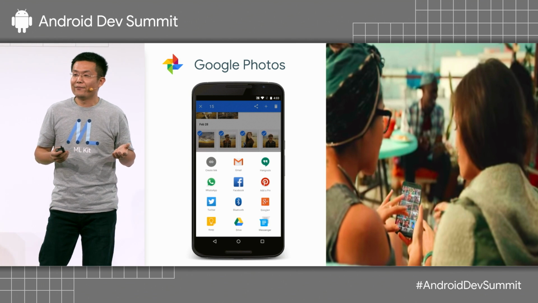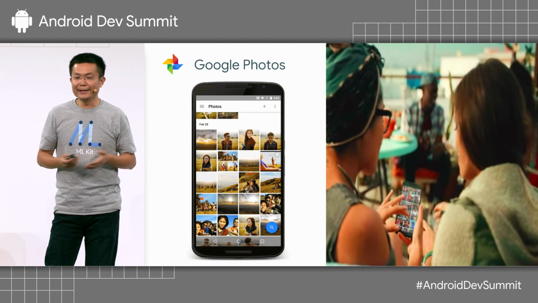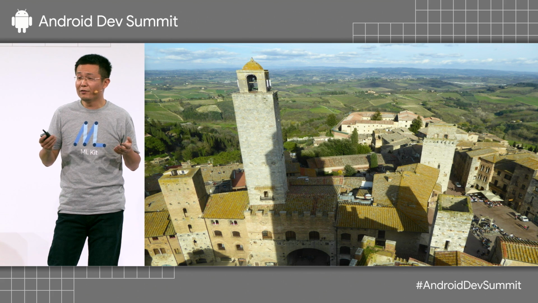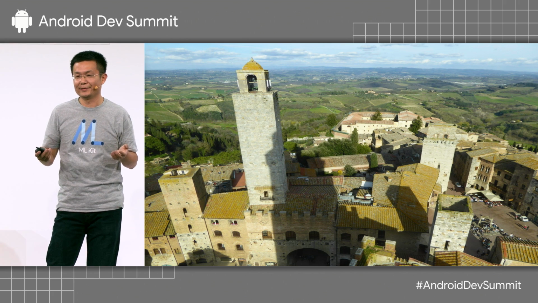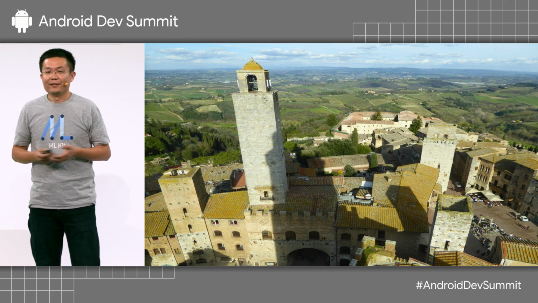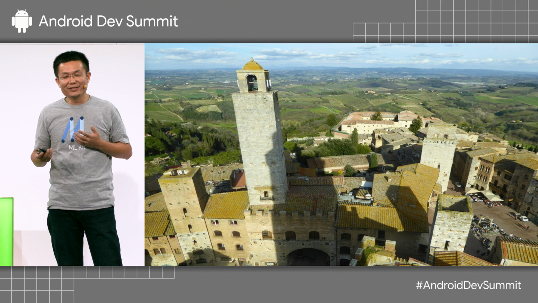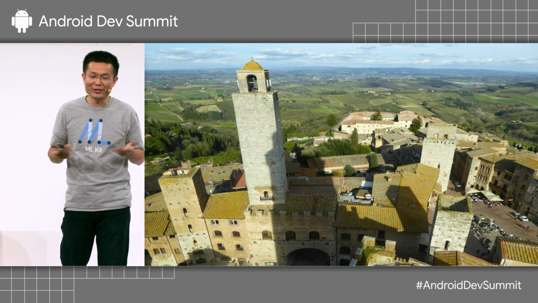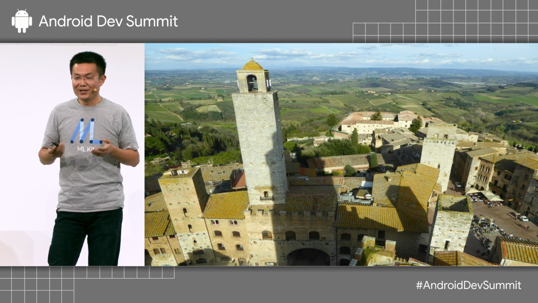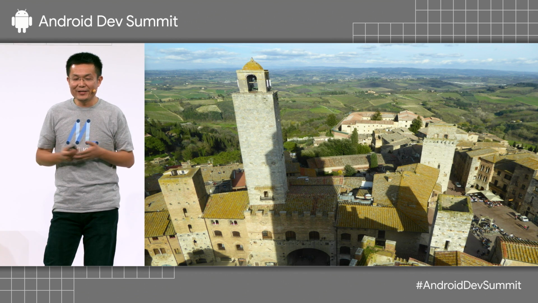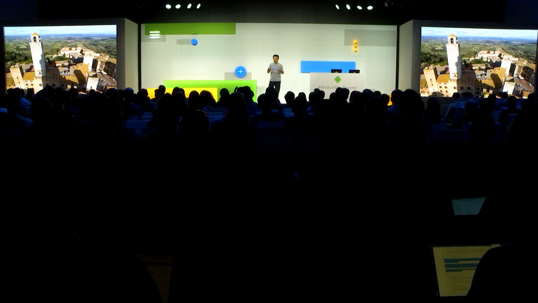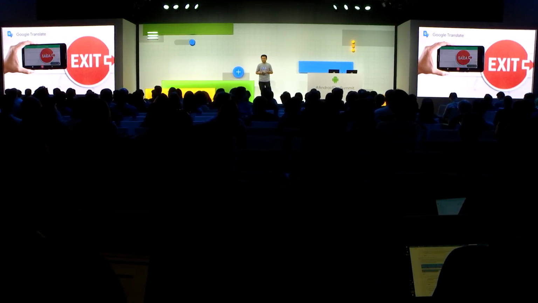Last spring, I took my family to Tuscany in Italy. We drove around those beautiful hilltop towns. In each of the towns, there are many signs, but I don't speak Italian, unfortunately. I wish I did. So how do I know what it means? Here's where Google Translate came to the rescue.